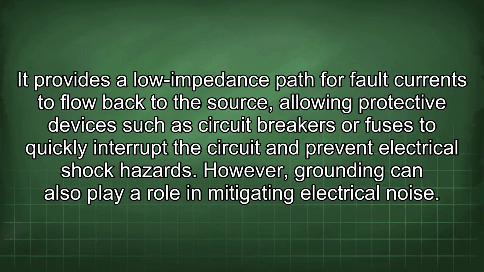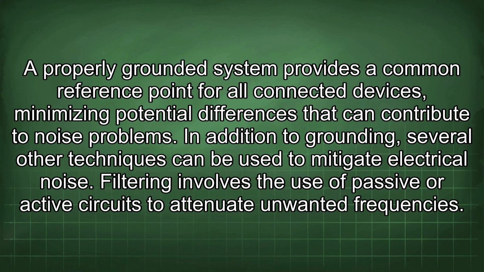It provides a low impedance path for fault currents to flow back to the source, allowing protective devices such as circuit breakers or fuses to quickly interrupt the circuit and prevent electrical shock hazards. However, grounding can also play a role in mitigating electrical noise. A properly grounded system provides a common reference point for all connected devices, minimizing potential differences that can contribute to noise problems. In addition to grounding, several other techniques can be used to mitigate electrical noise.